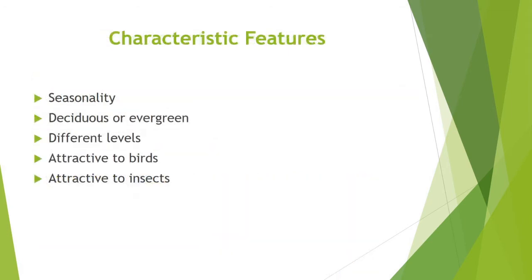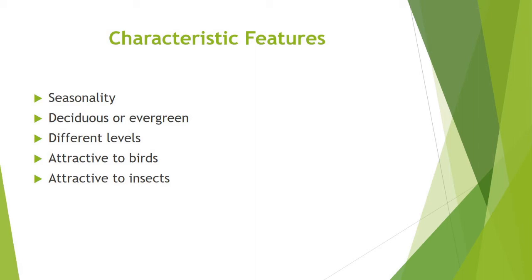Next is characteristic features of forest ecosystems. Forest ecosystems are rich and diverse and they have many exciting and fascinating features. Seasonality. In countries that have seasonal climate, forest ecosystem will change with the seasons. Deciduous or evergreen. A forest may be deciduous, that is, it sheds its leaves in winter, or evergreen, that is, its leaves stay green and intact all the time. Or it may be a mix of both.